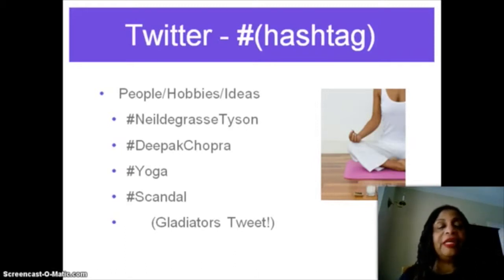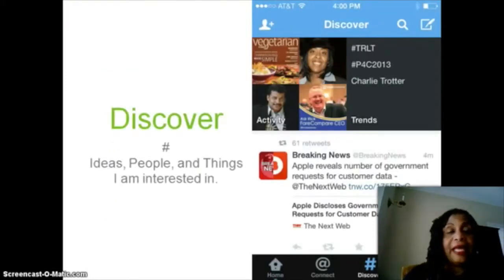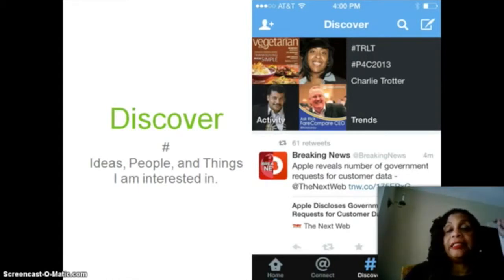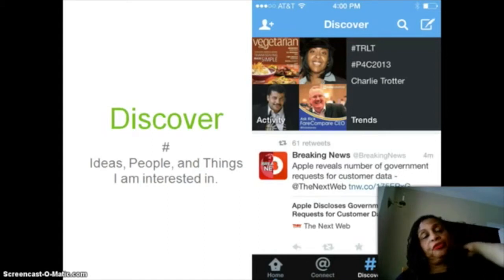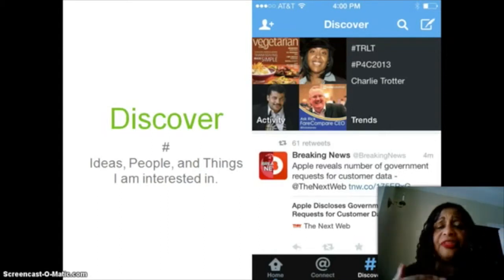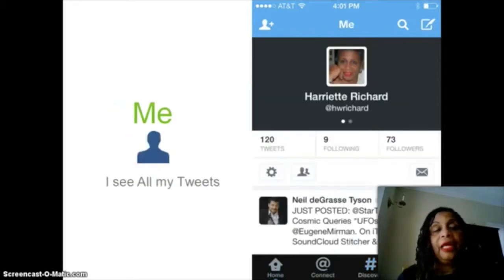So I also follow yoga and I follow Scandal on Thursday nights. Yes, the gladiators do tweet. The hashtag shows you what you can discover things about. And so you see the Vegetarian Times, a colleague of mine, also Neil deGrasse Tyson, and then Fair Compare. So you can get those cheap tickets to come back to school or go away for spring break or fall break. But these are people or ideas that I follow that I'm interested in that say something that I perceive to be meaningful. And then me, this is where I can see all my tweets.